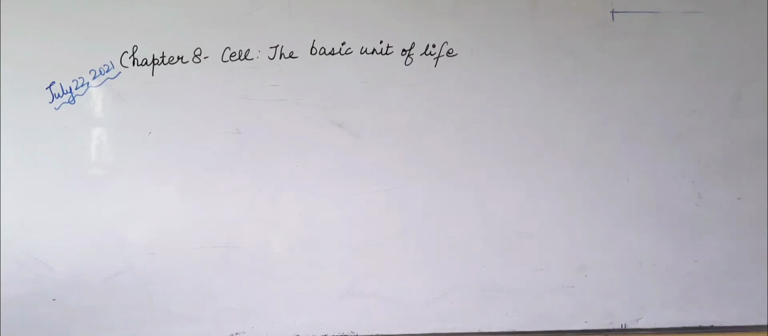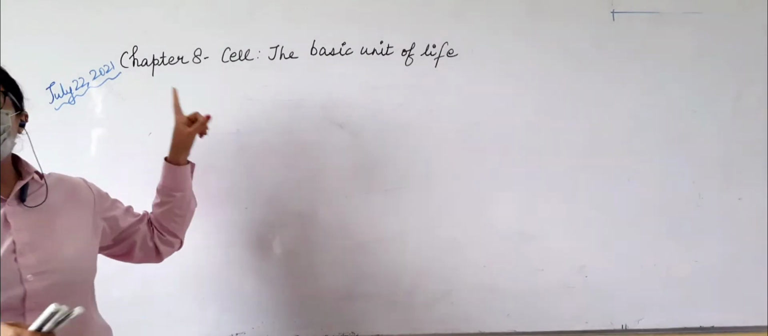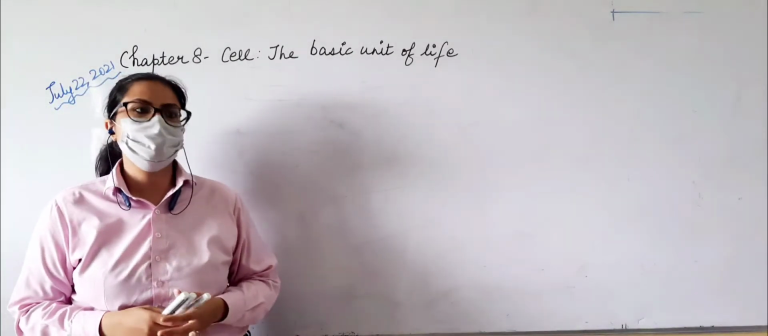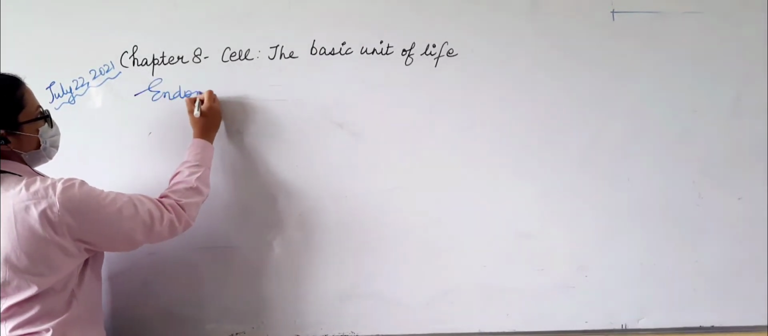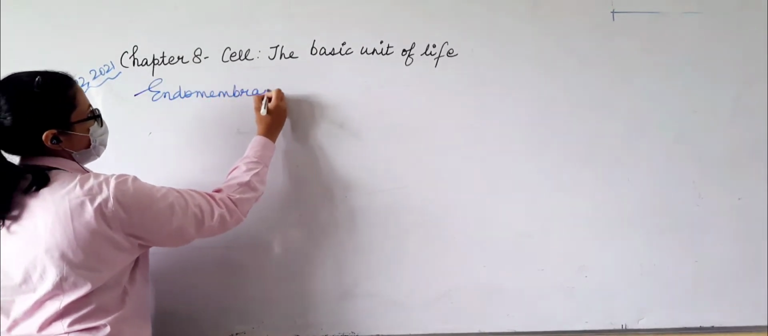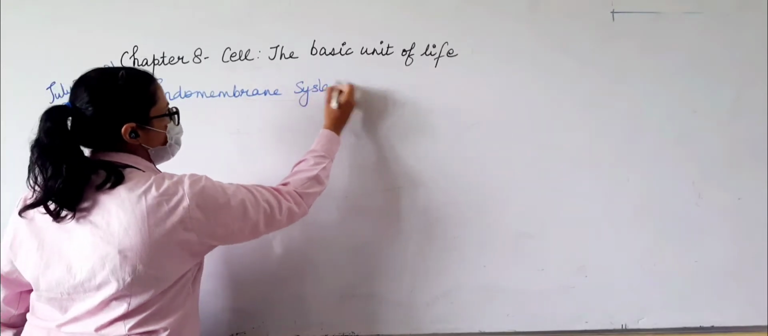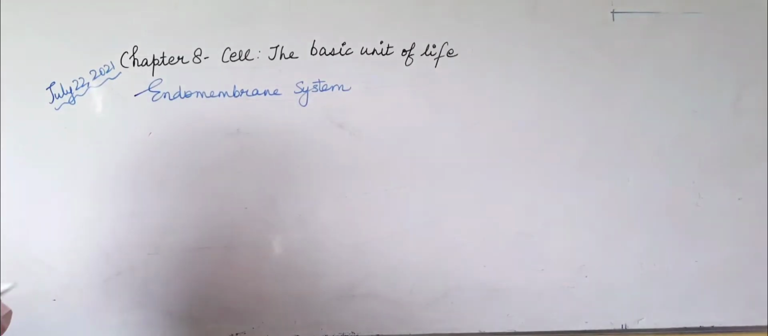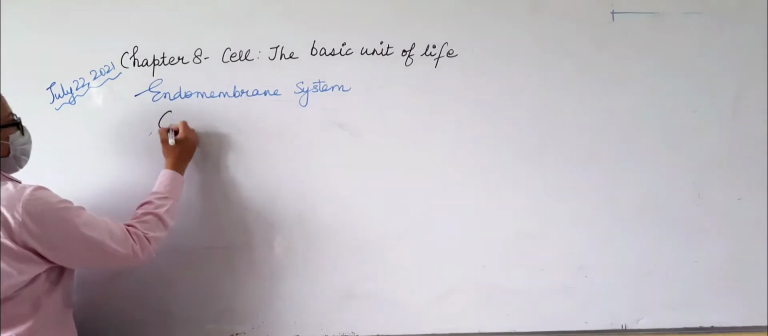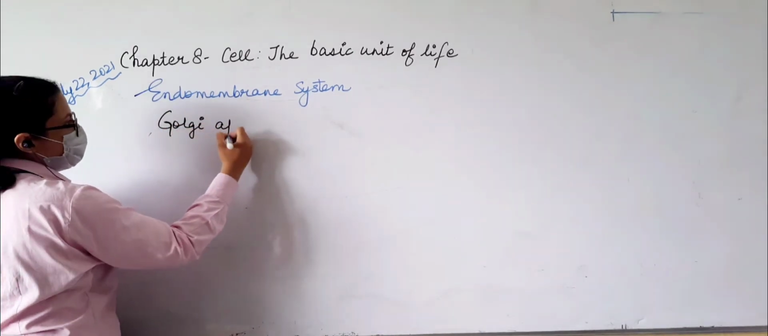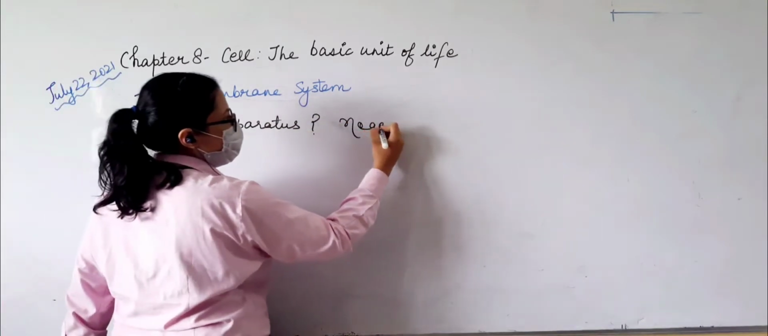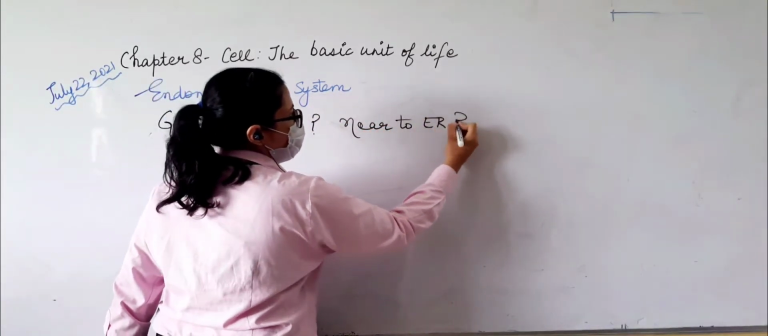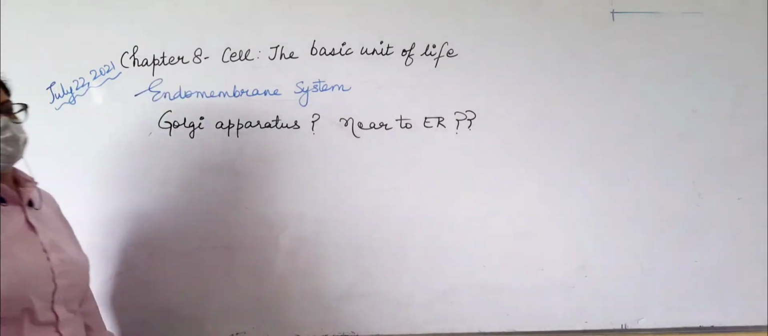Okay students, in continuation with chapter 8, cell, the basic unit of life, we had started with endomembrane system yesterday in the previous lecture. So in endomembrane system, we had covered ER. Now today the next part of it we are going to cover, that is Golgi apparatus. And one important thing we had seen that this Golgi apparatus is present near to ER. Why it is present, that also we will see.